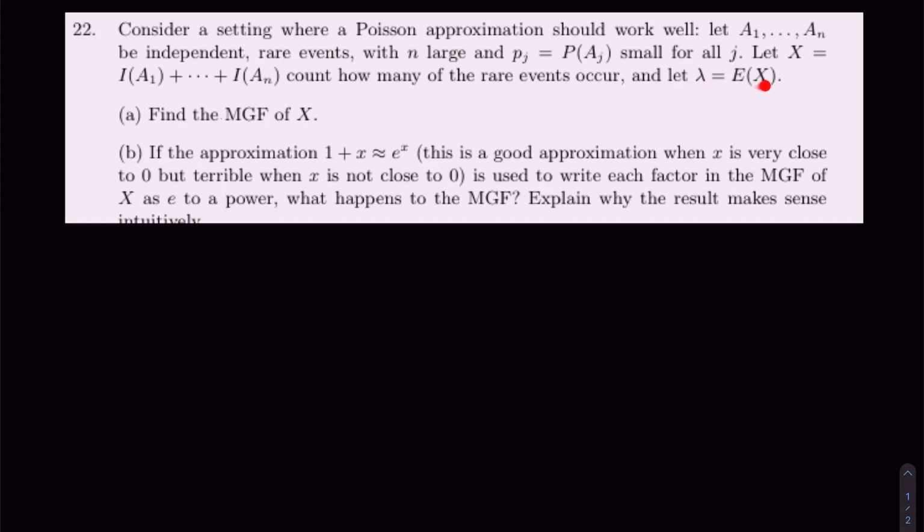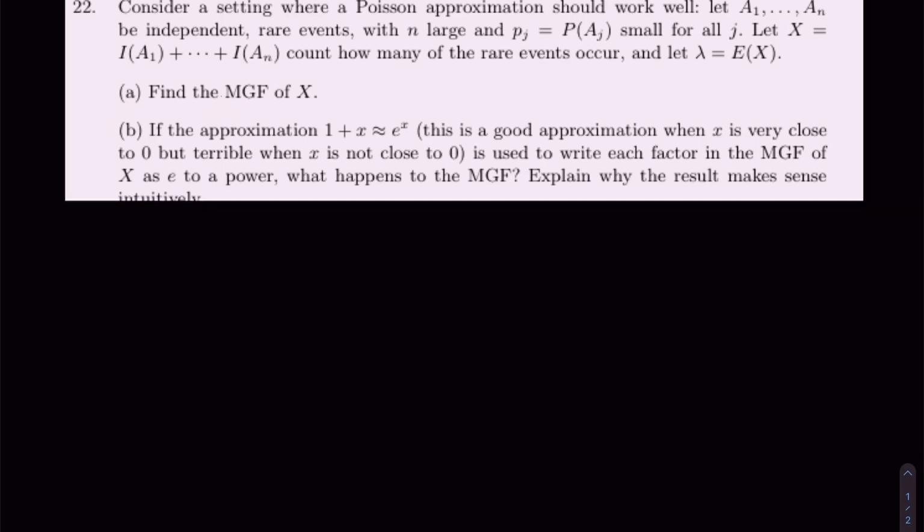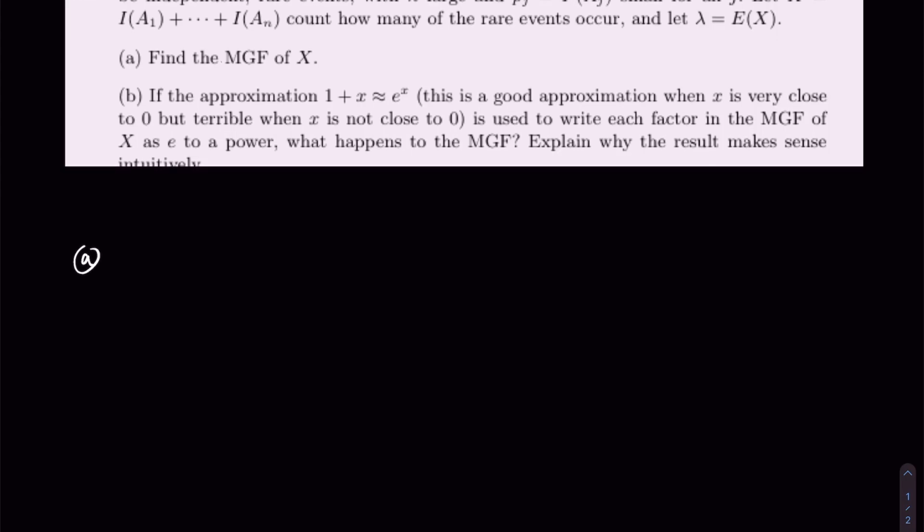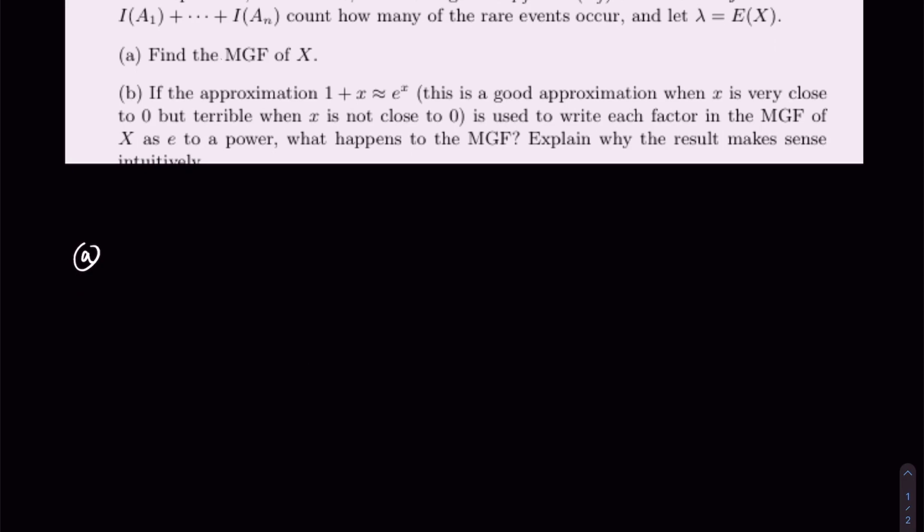And we're also letting lambda be this expectation of X. First we are asked to find the MGF of X, and then we're going to approximate whatever we get from this in the following format and see what that yields. Okay, so let's start by finding the MGF of X.